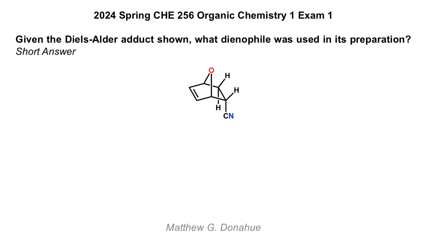Question 7, what dienophile was used? Again, that's going to be this part of the molecule here. So that ends up being this alkene bearing a cyano group. And that's called acrylonitrile.